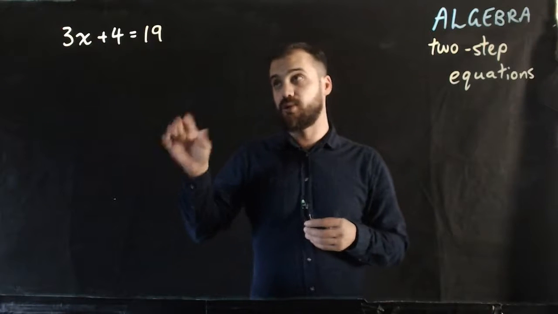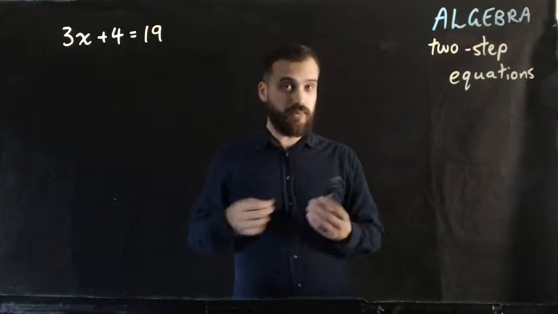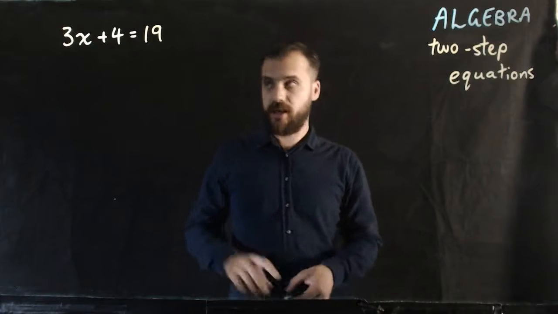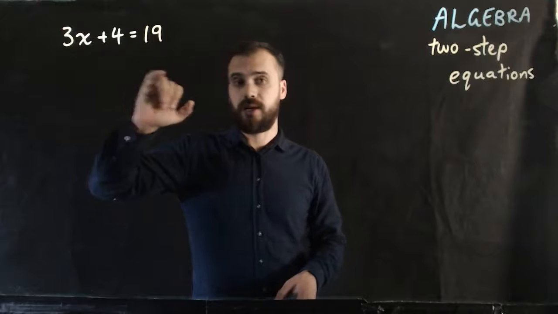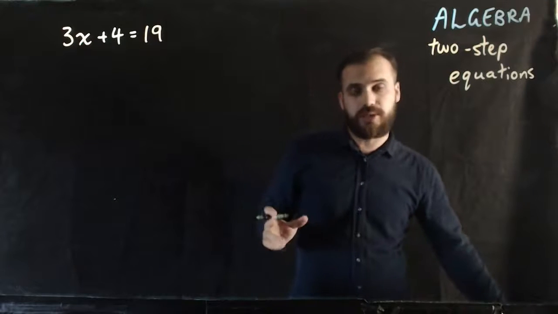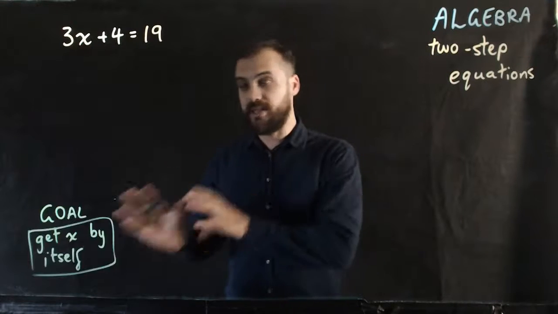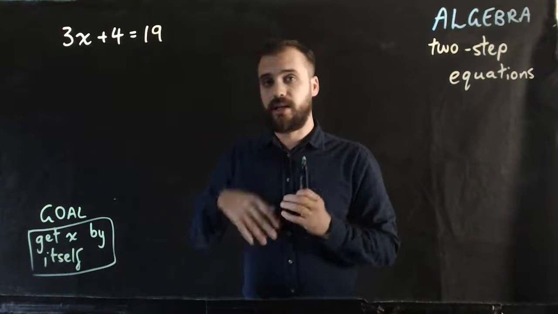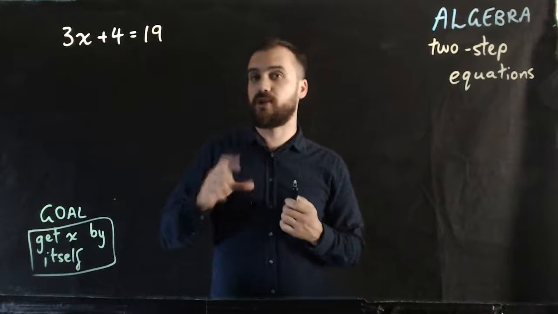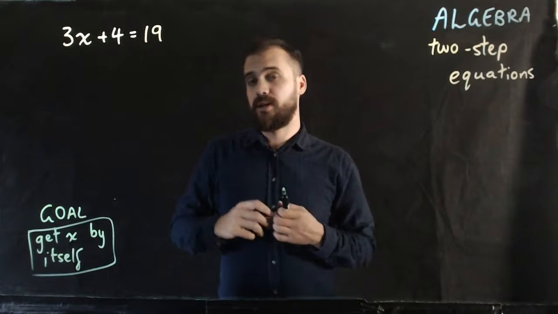So here's the type of question we're looking at. 3x plus 4 equals 19. And hopefully you can see the difference here. 3 times x plus 4. Now remember what the goal is when it comes to algebra. We need to get x by itself. We need it all by itself on one side. Now in previous times when we've tried this, we've only had one thing with x.